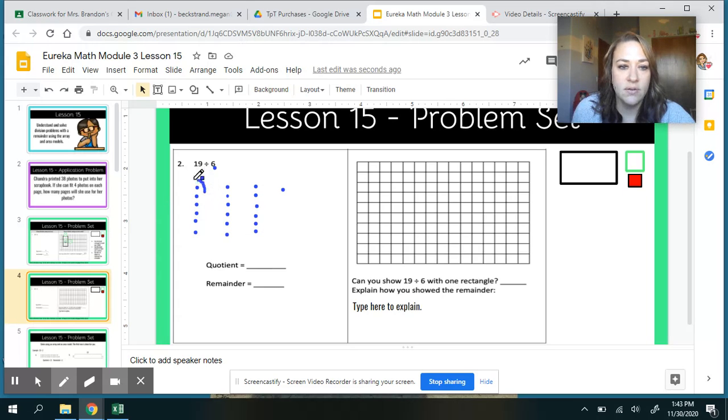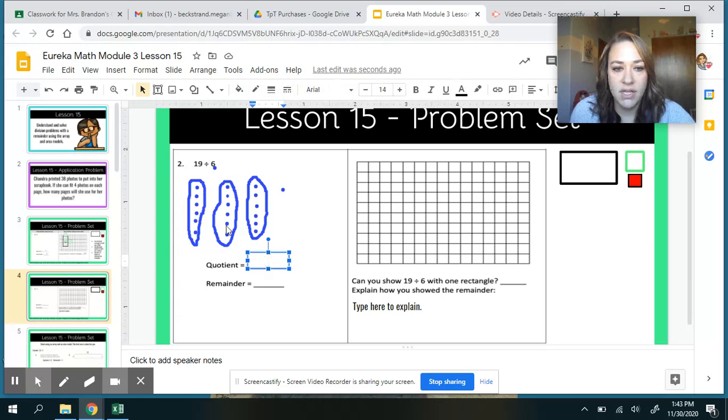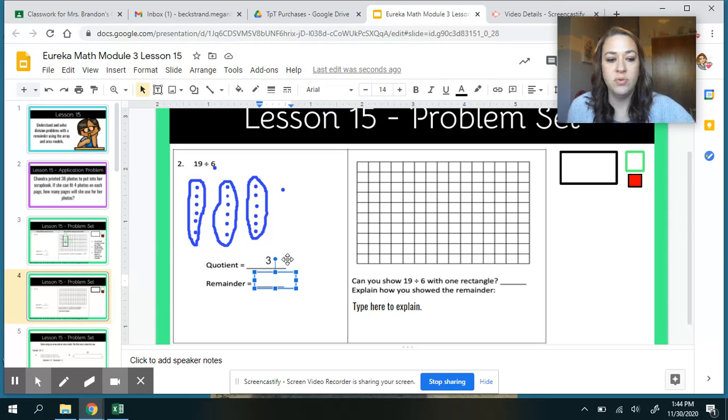So I still have those three groups of 6, like we had on our 18 divided by 6, but now I have a remainder. Got that little lone guy out there. So my quotient, how many groups was I able to make? 1, 2, 3. I was able to make 3 groups. So 3 is my quotient. And I had 1 left over that didn't have enough to make another group. So my remainder is 1.